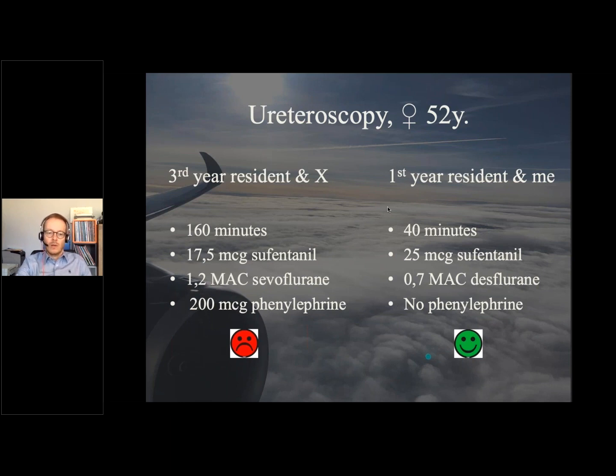So you could say the first case lasted a little longer. They gave less opioids and they gave more inhaled anesthesia. Also, they needed some phenylephrine, while in my case, it was not necessary.